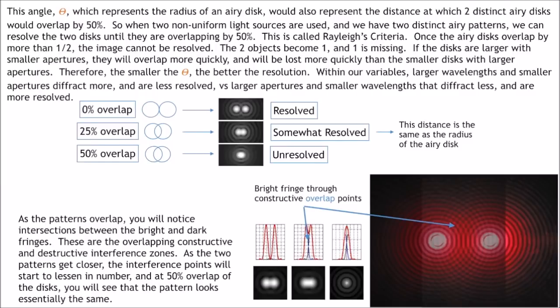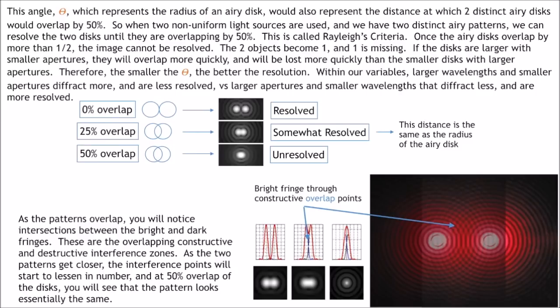So this angle, theta, which represents the radius of an Airy disc, would also represent the distance at which two distinct Airy discs would overlap by 50%. So when two non-uniform light sources are used and we have two distinct Airy patterns, we can resolve the two discs until they are overlapping by 50%. So this is called Rayleigh's criteria. Once the Airy discs overlap by more than half, the image cannot be resolved, and we'll see that here in a minute. The two objects become one, and one is missing.